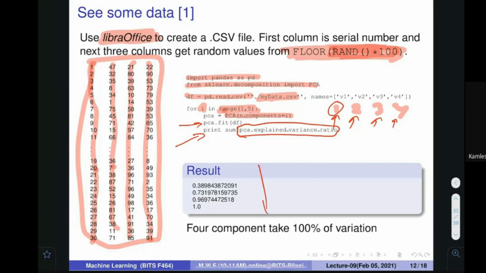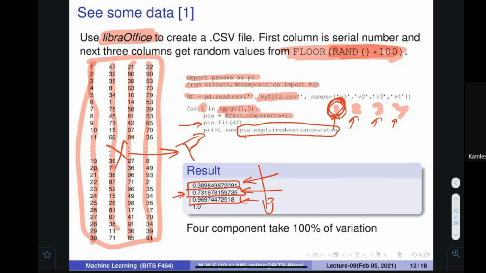And this is what the result is. The result says that when I have only one component, the variance is 38%. This data was the X, I have found out the Y, and there I have only taken one component, and if I take one component, the variance is going to be 38%. If I take two, the variance becomes 73%. 73% variance I have covered, and if I take three, 96% of the variance I have covered, and if I take all four, then the variance becomes 100%, because I have taken 100% of the data.